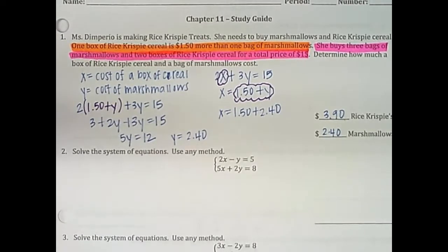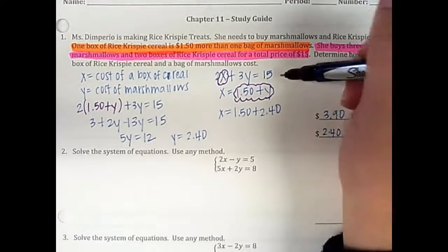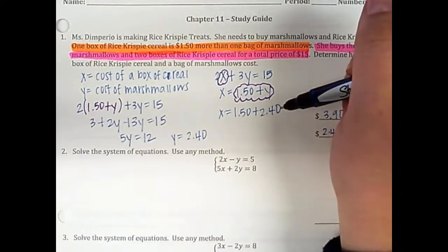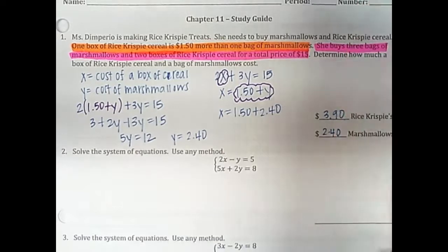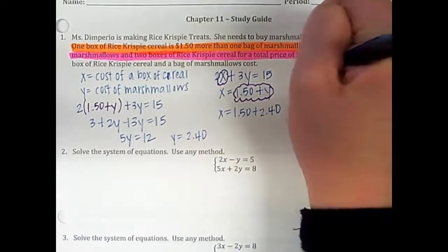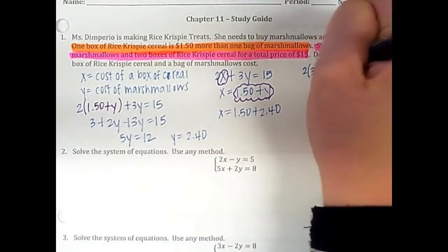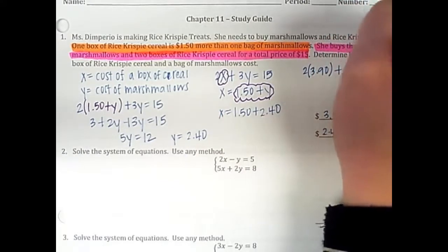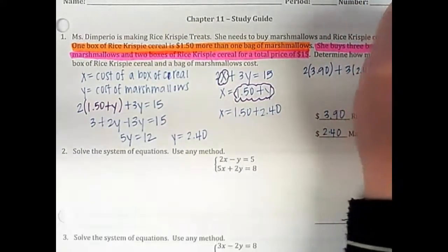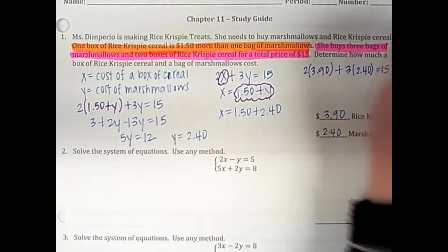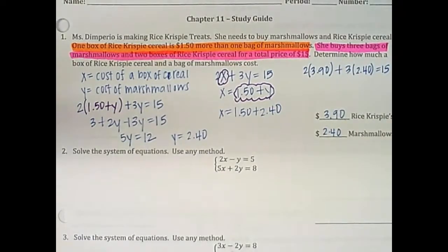If I wanted to check my work, I could plug it back in. I've already plugged it into this equation, so I need to plug it back into this equation, and we would just say, 2 times 3.90 plus 3 times 2.40 equals 15. If that comes out true, then that would mean that I did my work correctly. Okay, so that does it for number 1. Let's move on to number 2.